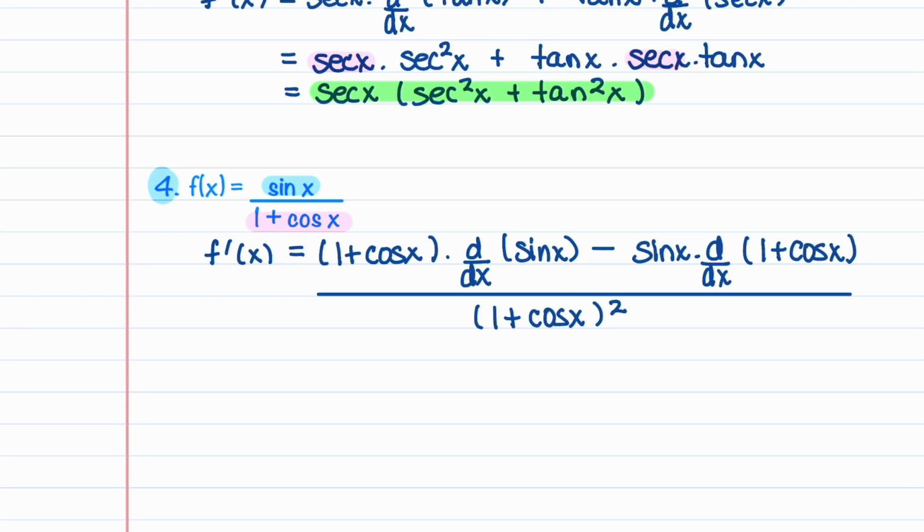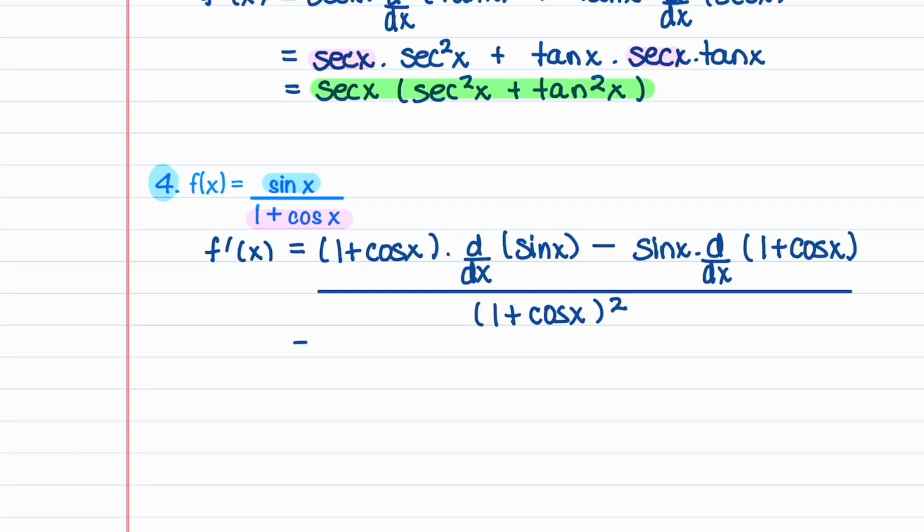I think one mnemonic that might help remember this is thinking of the top term as the high term and the bottom term as the low term, and then the derivative is just low d high minus high d low, all divided by the square of what's below.